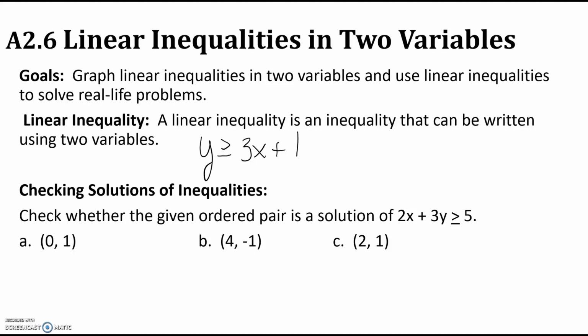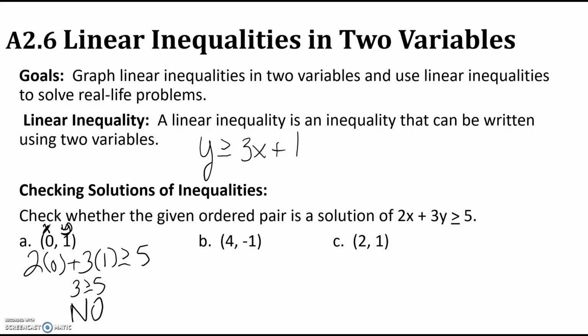What we're going to start with is just checking solutions of inequalities. We're going to check whether the given ordered pair is a solution or not. Remember, this ordered pair is my x and my y. My inequality says 2x plus 3y is greater than or equal to 5. We take this x value and plug that in. So I have 2 times 0 plus 3 times 1, plugging in my 1, is greater than or equal to 5. You're just telling me whether that is true or not. This one says 3 is greater than or equal to 5, so this one does not work. That is not a solution.